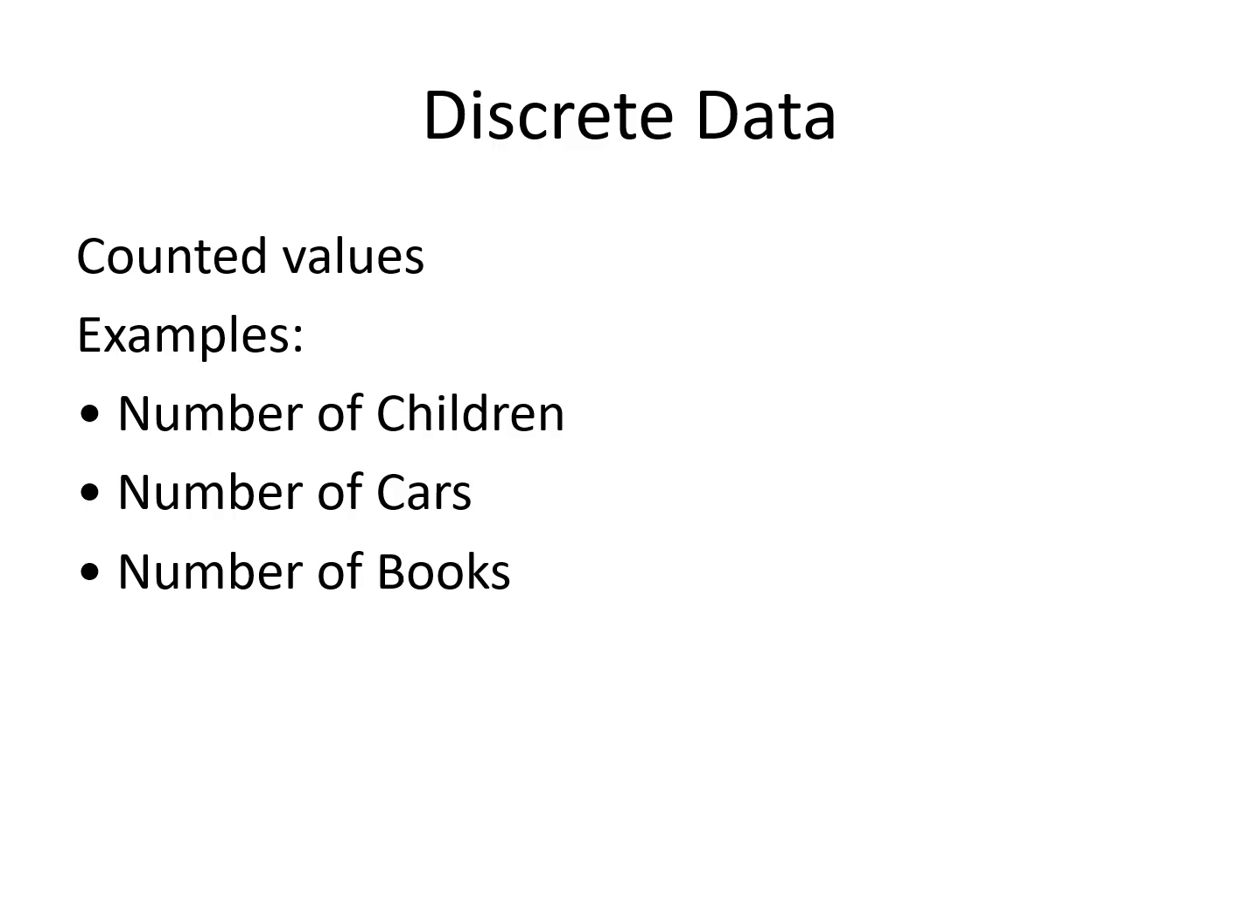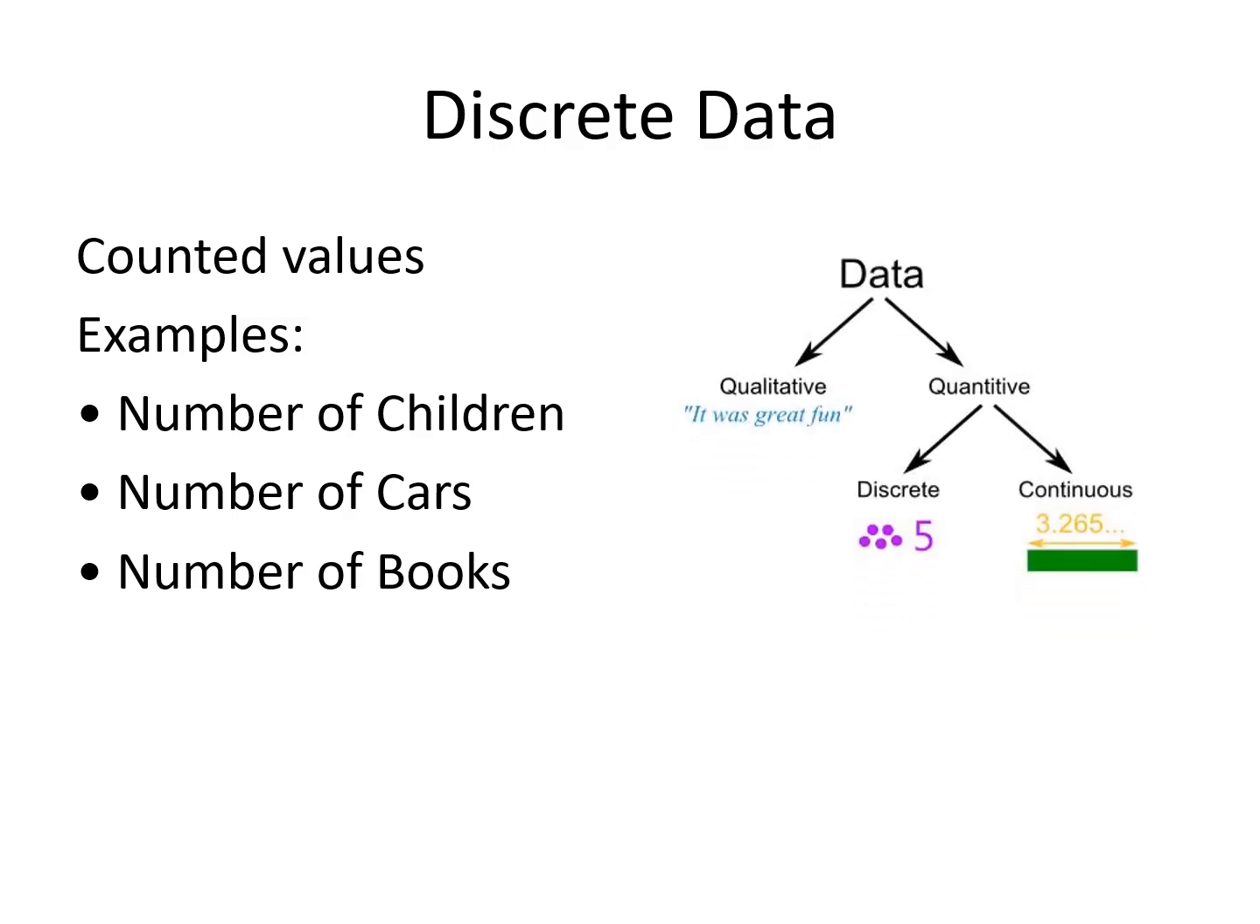Discrete data represent counts. These are values that usually occur as whole numbers. Examples: number of children, number of cars, number of books. These variables are counted rather than measured. For example, you can have 3 children or 4 children, but usually not 3.5 children. A useful rule is, if you are counting individual items, the variable is probably discrete.